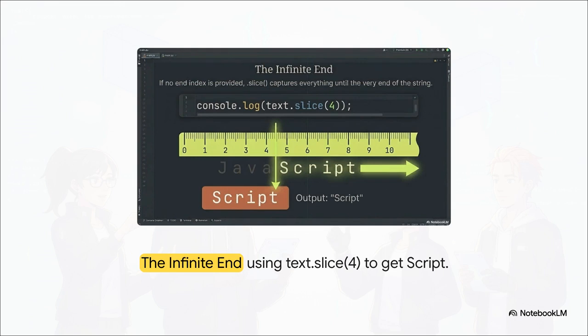But hey, what if we want the rest of the word? Well, if we strategically leave out the end index entirely and just write text.slice(4), the tool gets smart. It automatically captures everything from our start point all the way until the very end of the string. It just runs right to the finish line, perfectly returning the word script.